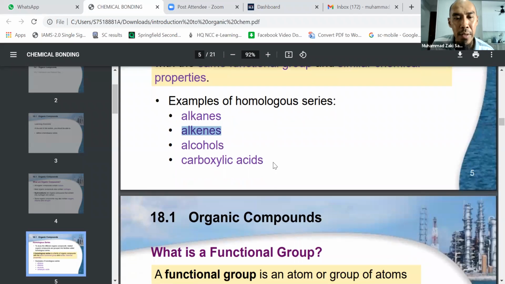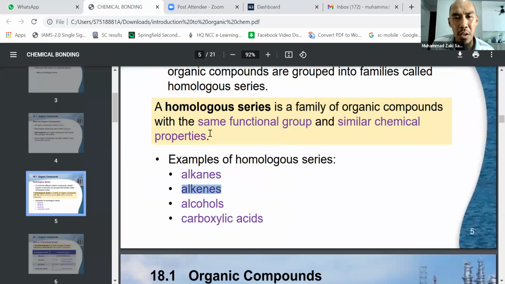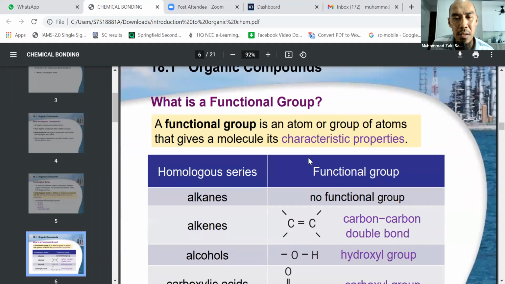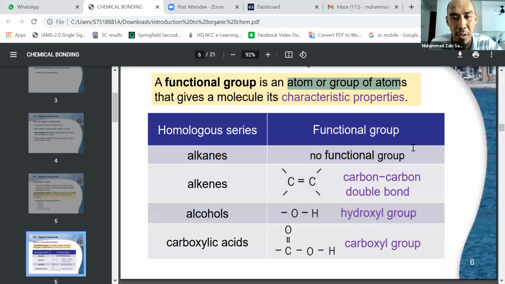So what is this thing called a functional group? It is a group of atoms, a formation of atoms, where you can identify which group a certain compound belongs to. For example, alkanes have no functional group. There's nothing special about that. For alkenes, alkenes have a carbon-carbon double bond.